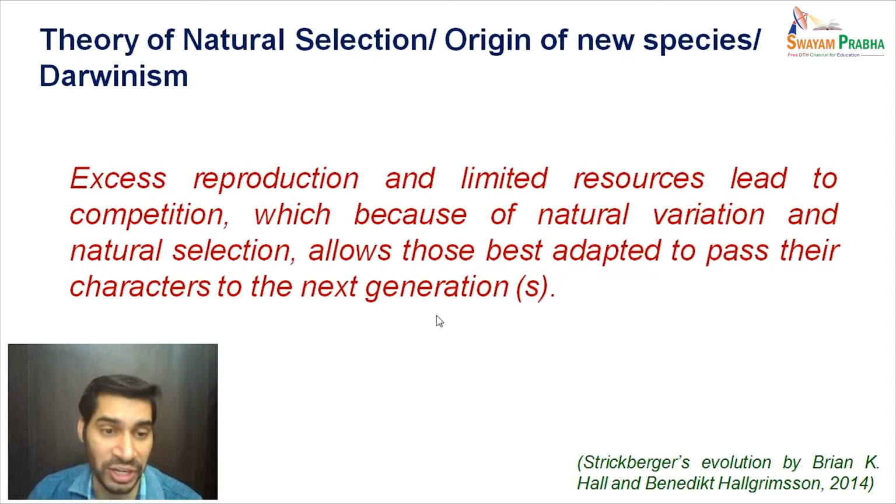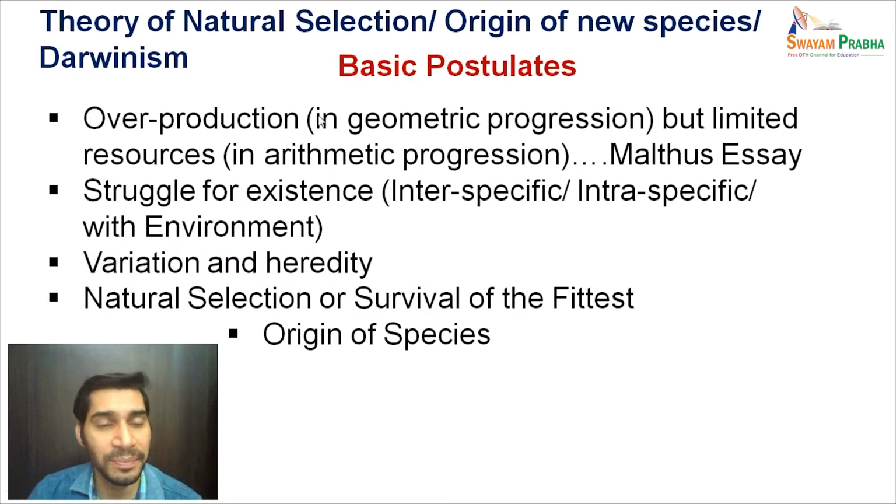These are the basic postulates of this theory. There is an overproduction, as we just discussed, leading to struggle for existence. This struggle can be between the members of the same species, with members of other species, or with the environment itself, leading to variation and heredity. And then nature selects, something which we very commonly call survival of the fittest, leading to evolution or origin of new species.